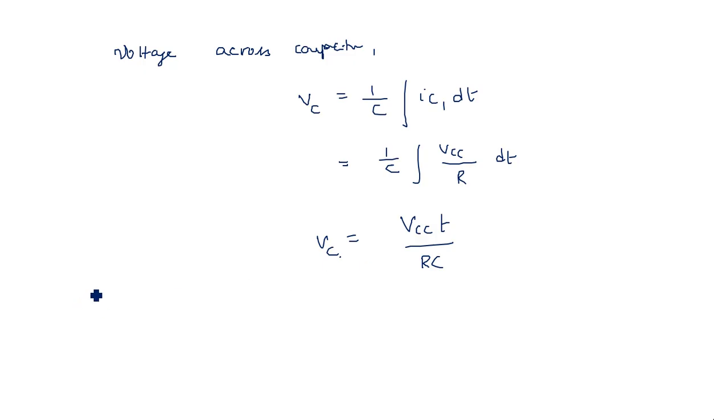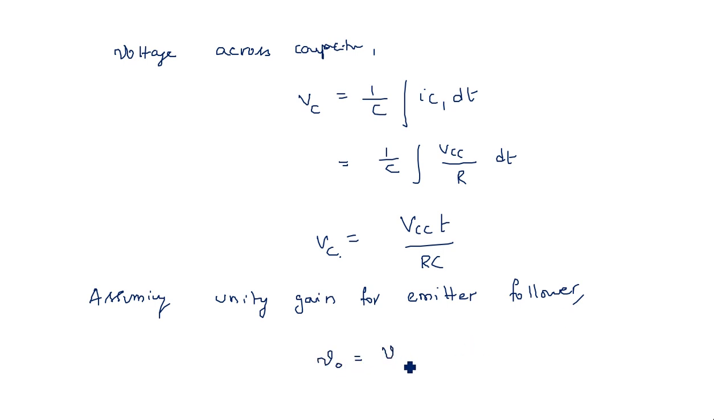I already told you the emitter follower has unity gain. So assuming unity gain for the emitter follower, which is nothing but the second transistor configuration, V0 is equal to VC, that is VCC by T into RC, the product of resistance and capacitance.